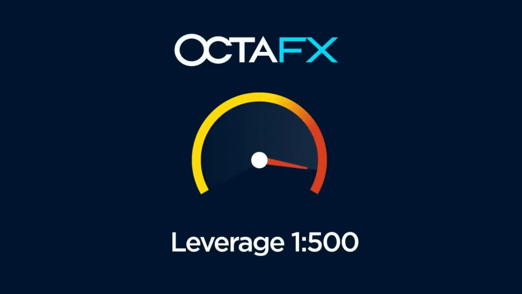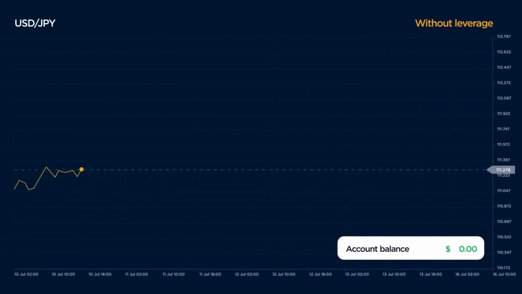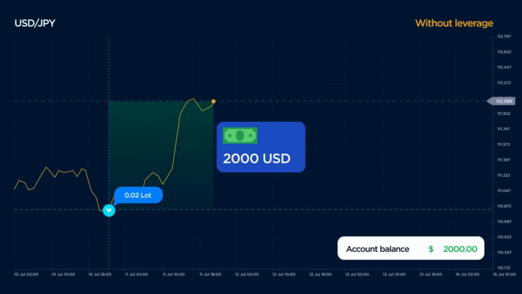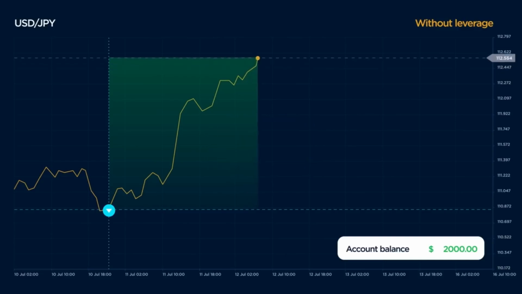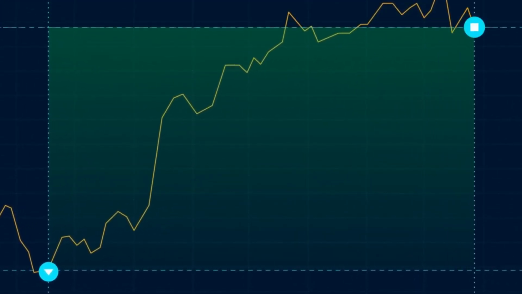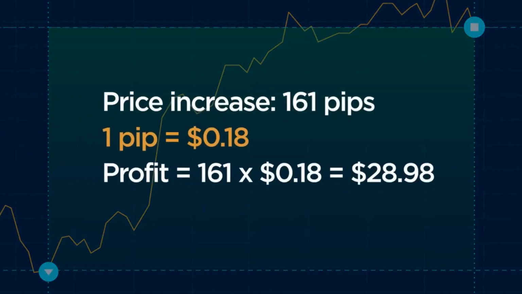OctaFX offers a wide range of leverage, so you can set it up to 1 to 500 depending on your skills and assets you're trading. This example shows how leverage can help you make money. Assume you have $2,000 on your trading balance and you wish to invest it in US dollar, Japanese yen without leverage. That enables you to trade 2 micro lots of the pair. You can open a buy order at the price of 110.872 and hold the trade for about 37 hours until you close it at 112.482. During that time, the price has increased by 161 pips. The price of a pip in this case is 18 cents.